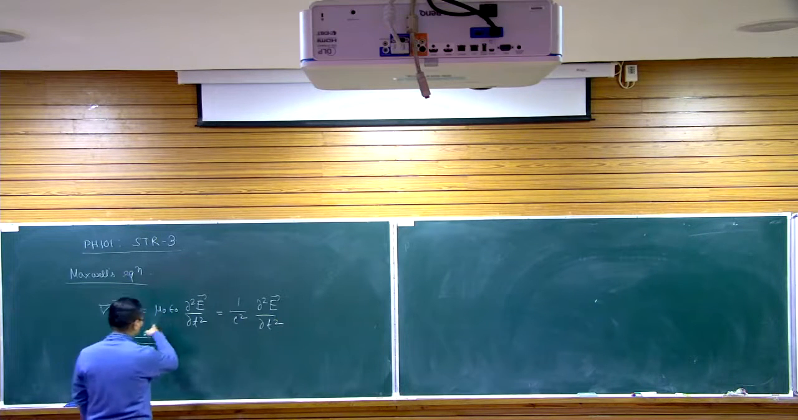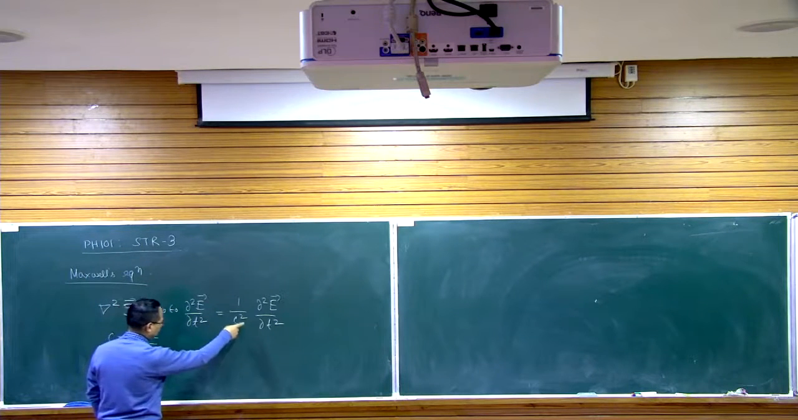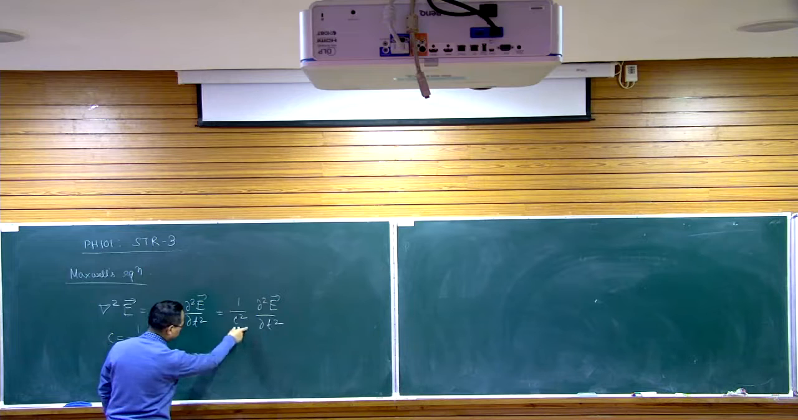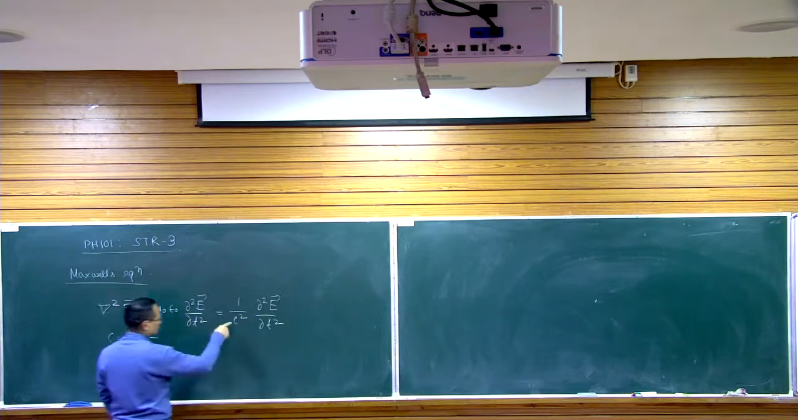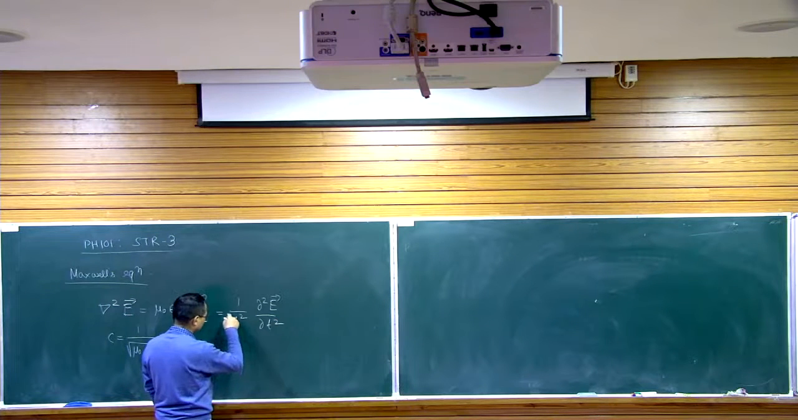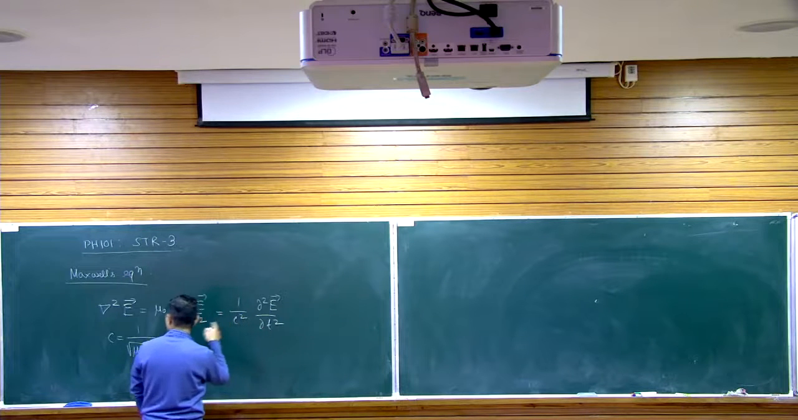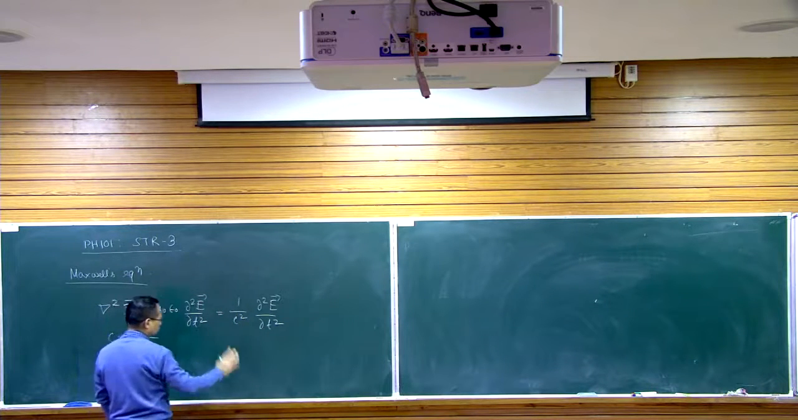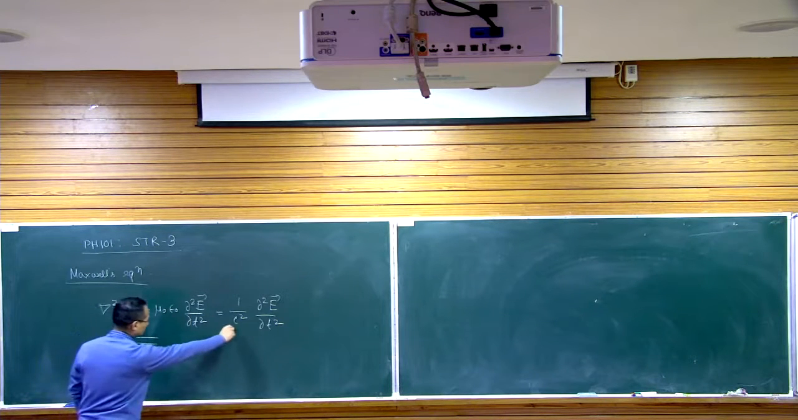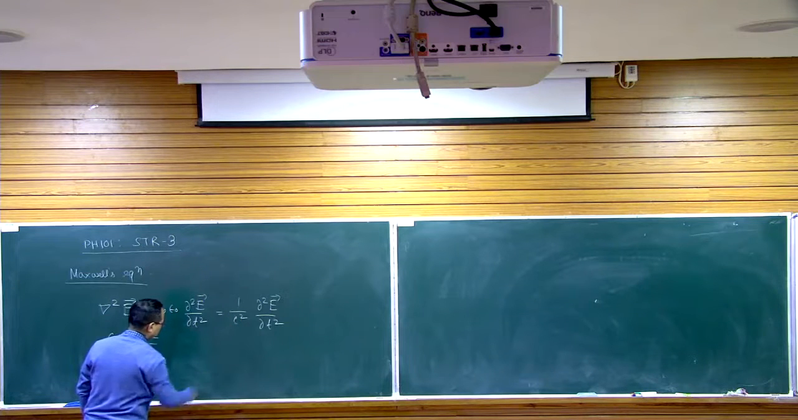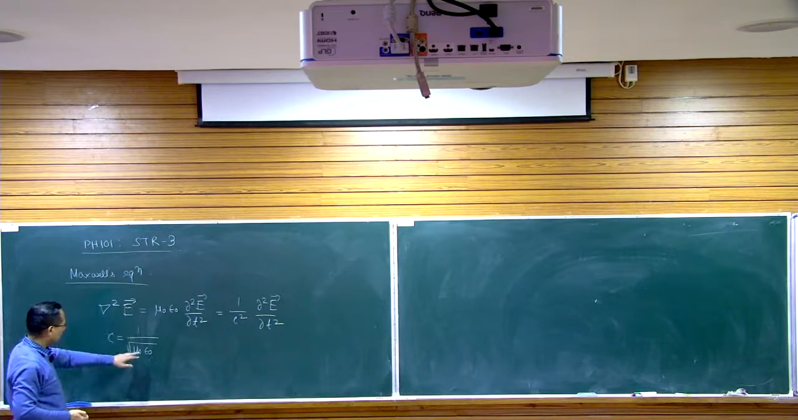Probably in one of the lines I wrote mu naught epsilon naught as c square, so there was a mistake as far as the dimension is concerned. So please note here c has dimension L by time, length by time, so time gets cancelled. Now on both sides you have 1 upon length square as the dimension. So please rectify in the previous class that there was a mistake in the position of c square. In any case, c is 1 upon the square root of mu naught epsilon naught.